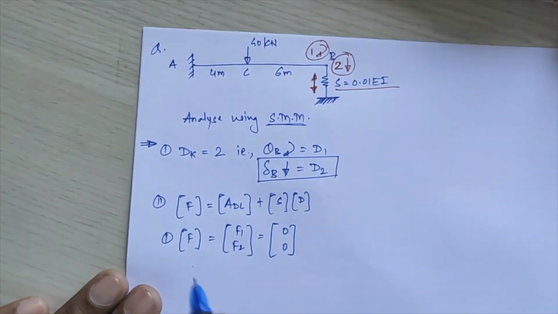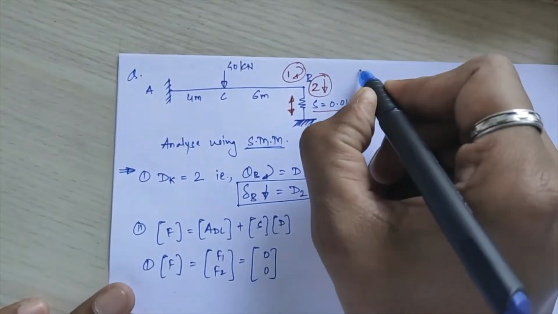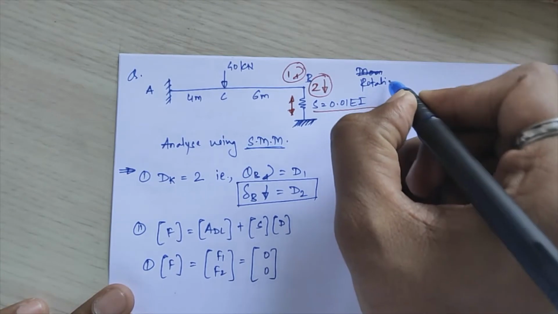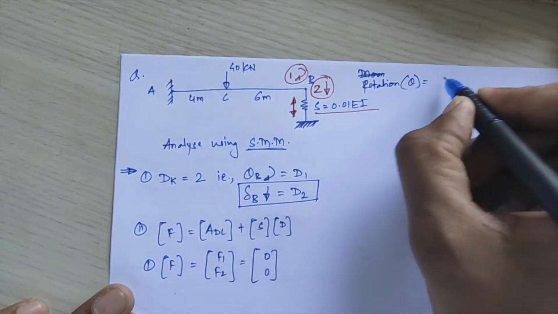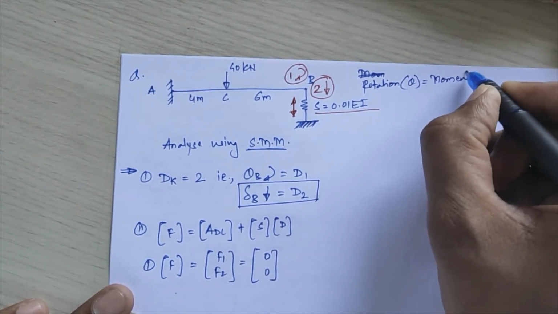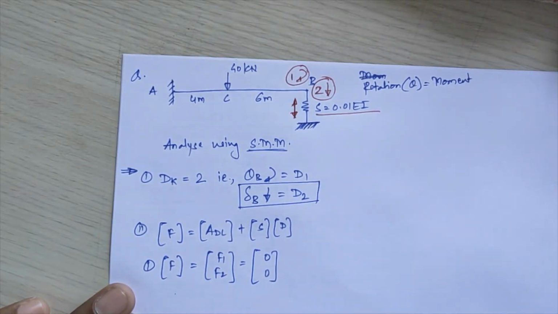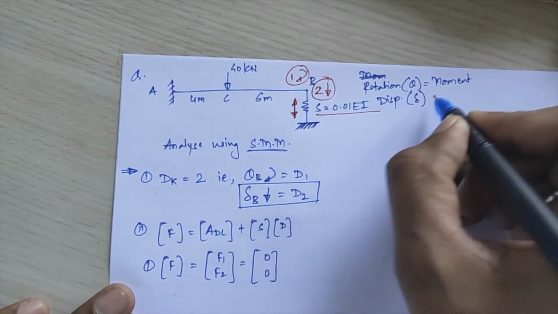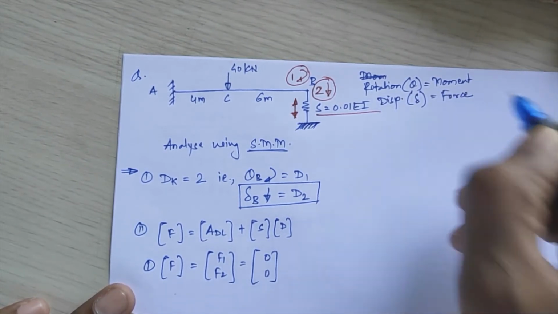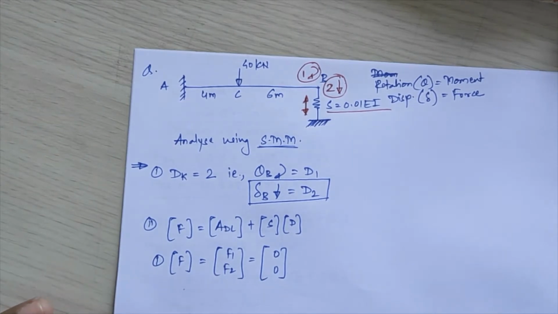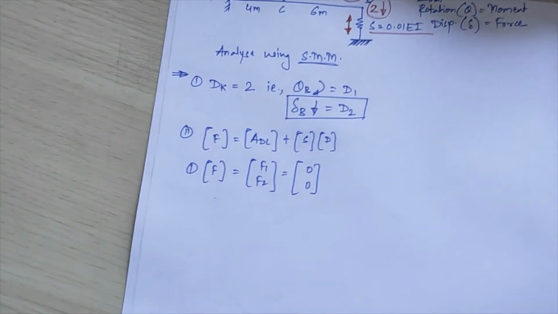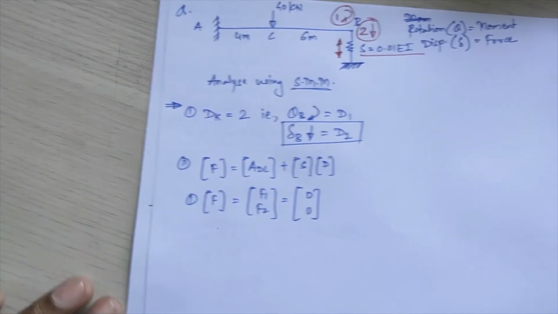Simple, you can note this: if you have moment or rotation as your redundant, that is redundant as theta, then you have to see the moment as the corresponding applied load. And if you are taking the redundant as displacement, that is delta, you have to see whether any point load or force is correspondingly provided at that point or not. Then only will these F1 and F2 values come. Otherwise, if those are not given to you, they will be equal to 0. So here F1 and F2 I am getting 0.